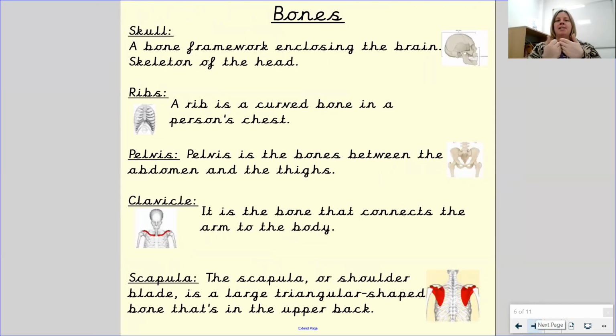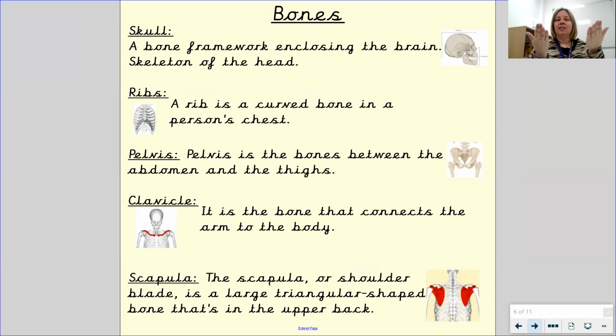Let's think about the bones now. Skull. A bone framework enclosing the brain. Skeleton of the head. Ribs. A rib is a curved bone in a person's chest. Pelvis. Pelvis is the bones between the abdomen and the thighs.